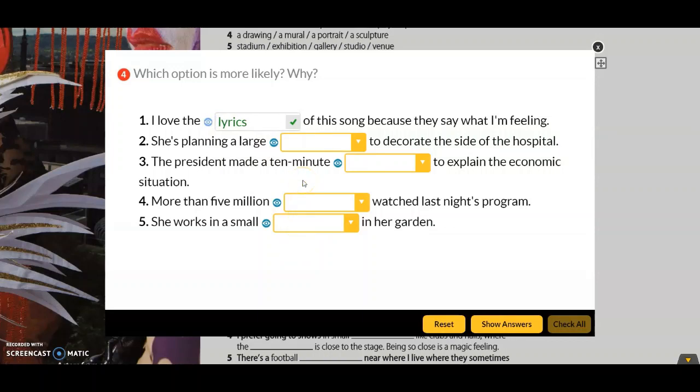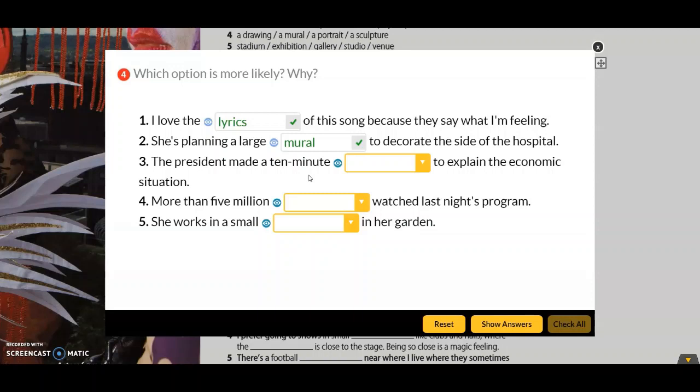Because lyrics mentions words and maybe phrases of a message, and it gives you a message, and these compound a song. So let's go to number 2. She's planning a large blank to decorate the side of the hospital. Sculpture or mural? I think it's mural. Let's check the answer. Mural. Yes, because the side of the hospital is a big mural. It's not a sculpture, okay?